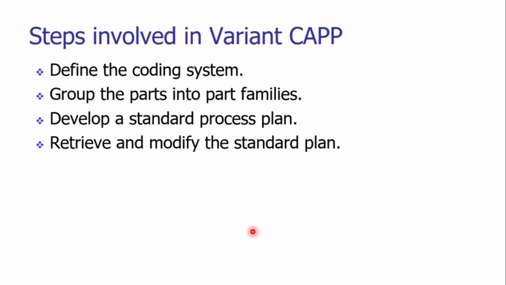So what are the various steps involved in the variant plan? We have to define the coding system, then we have to group the parts into part families, then we have to develop a standard process plan. Here either a team physically will carry out the process planning operation, or there may be software which generates the process plans. And then we have to retrieve and modify the standard plans which are available with us.